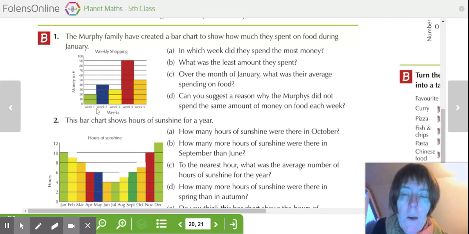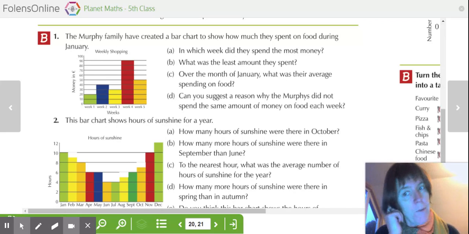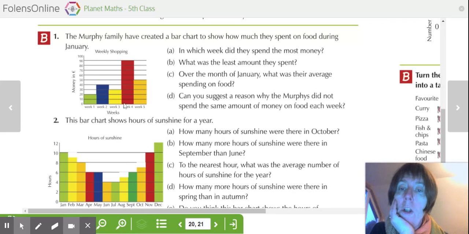It's quite clear there that they spend quite different amounts of money on their shopping from week to week. Another important thing is to find out how much money is in each block. It's not €1. Look, each block represents €10. So in week one, they spent €20 on food. That doesn't seem like a lot, does it? Maybe they had stuff left over from Christmas. Anyway, they spent €20 all the way up to the most expensive week, which was week 4, which was €90. Maybe it was somebody's birthday or something like that.